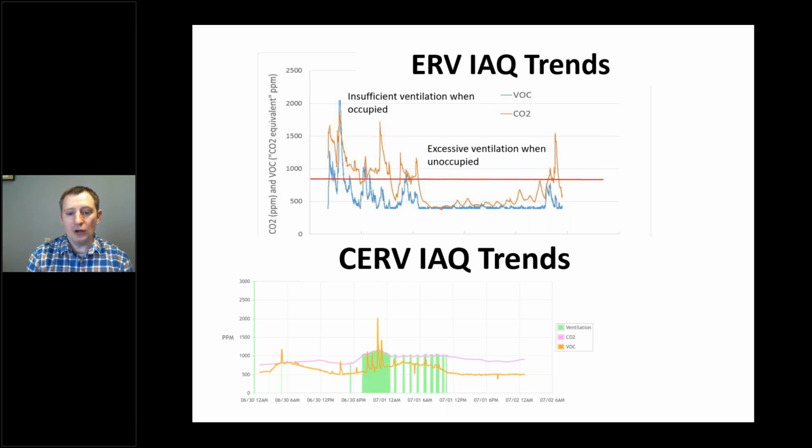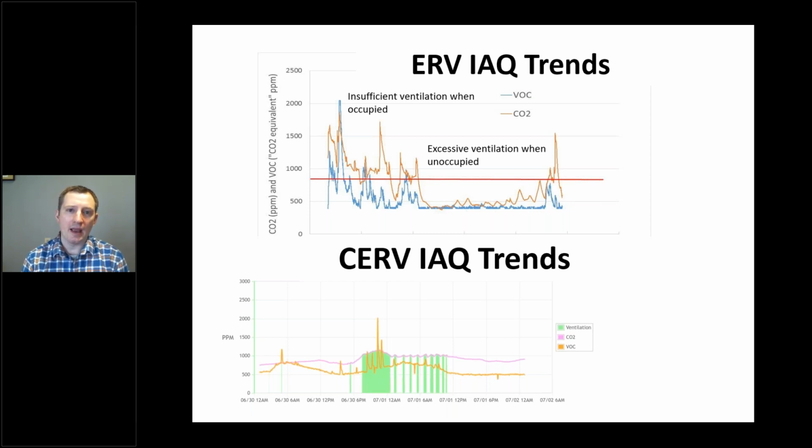The CERV below shows how it reacts to pollutant levels. The CO2 and VOC charts here with the green background show periods of ventilation. So to the left of the chart, you see where there's no ventilation going on. The CO2 finally hits a threshold to activate ventilation. CO2 is then brought down under the set point. And then you have a few other places where it's hitting that set point again, triggering ventilation.